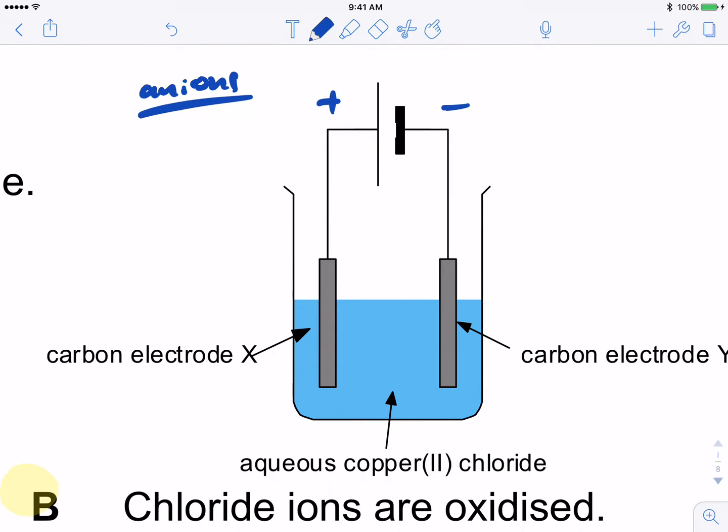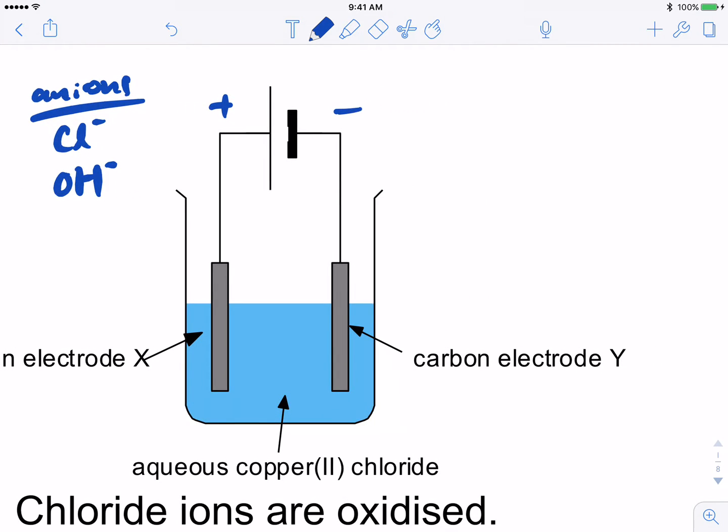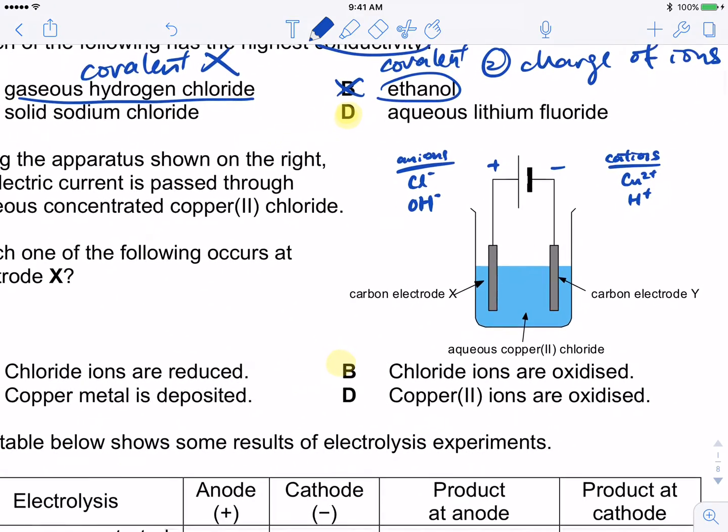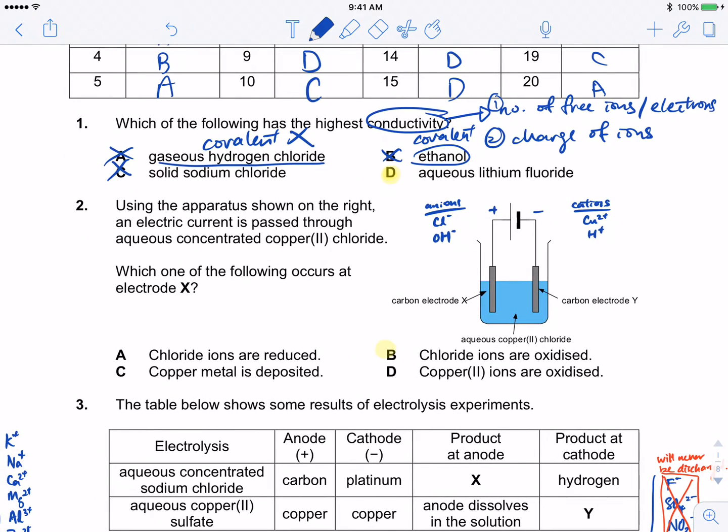So what anions are present in aqueous copper(II) chloride? We have Cl- as well as your hydroxide ions. Okay, then for the negative terminal, we have your cations moving towards it. So what cations are present? We have Cu2+ as well as H+ ions. Okay, which of the following occurs at electrode X?